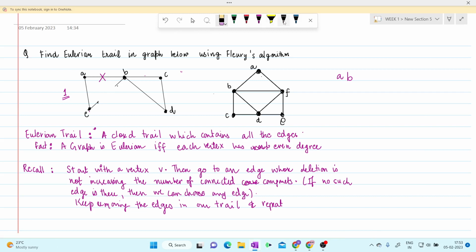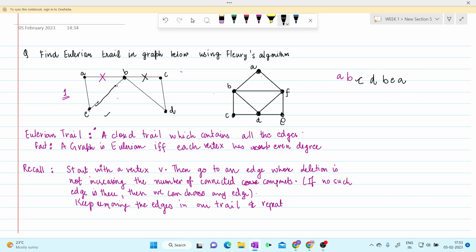BC can be chosen, because if we remove BC, the number of connected components remains the same. So next we'll choose BC. Now we just have one option, so we'll have to choose this only. Again we just have one option. Now we just have one option, so we'll get our Eulerian trail. So we have ABC. Our Eulerian trail is ABCDBEA. So we get an Eulerian trail for the first part.